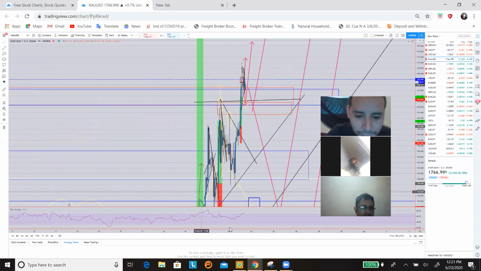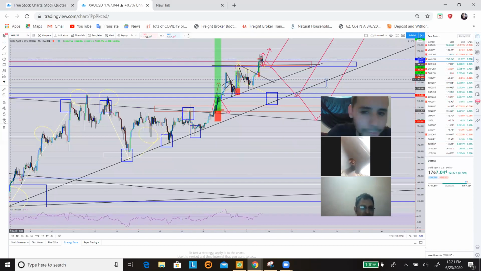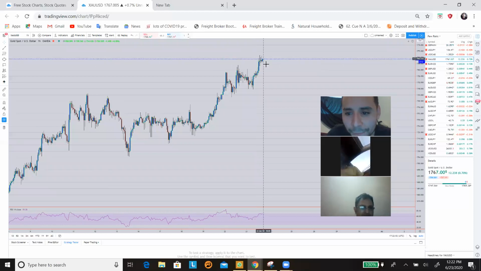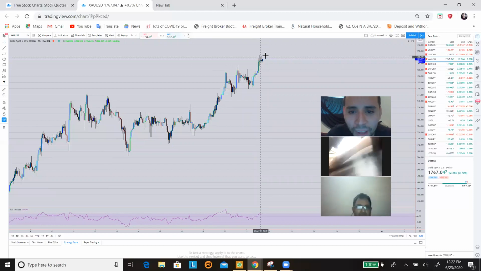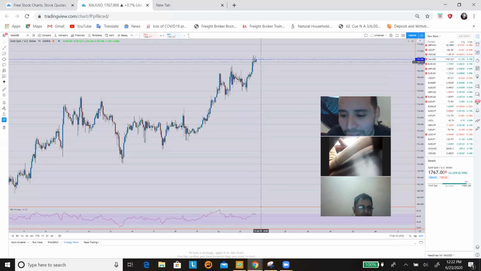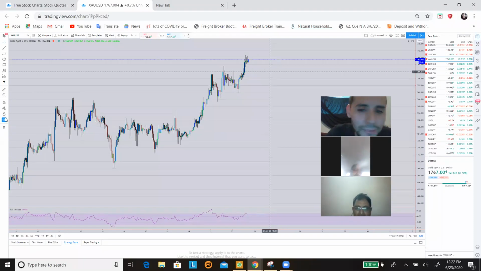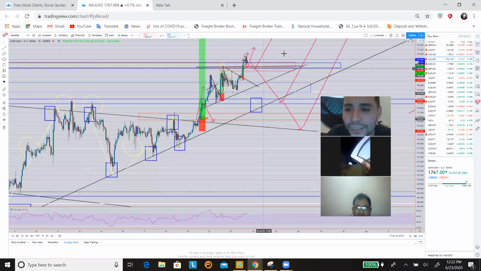Let's check this out. One hour. We're still not done with the 1 hour though. So this wick that we just did, a pin bar up here. As long as it doesn't pass the pin bar, we're still down. Plus we got 30 more minutes. This market can still push down in 30 minutes. No trade right now, honestly.